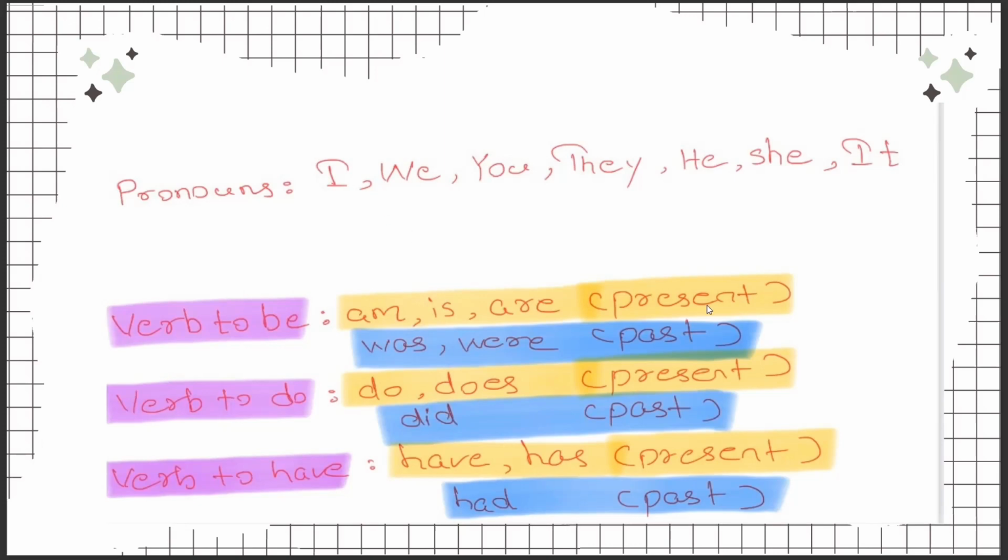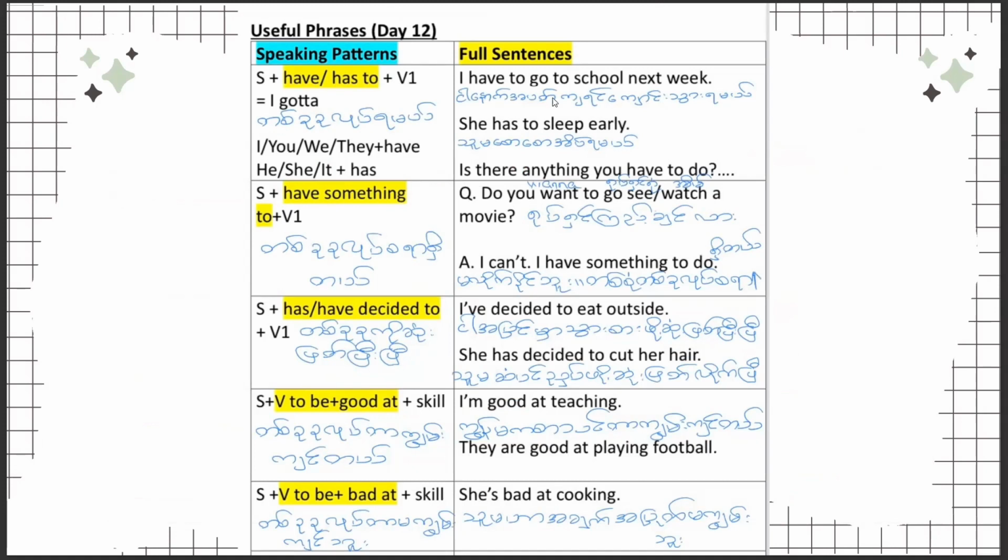Let me talk about useful phrases. Useful phrases, day 12. These are speaking patterns and these are full sentences. So let me start with this one. The first sentence is subject plus have/has to plus verb 1. It is the same as I've got to. I've got to means something you must do, so we will divide it like have and has. We will match have with I, we, you, they, and then has with he, she, it.